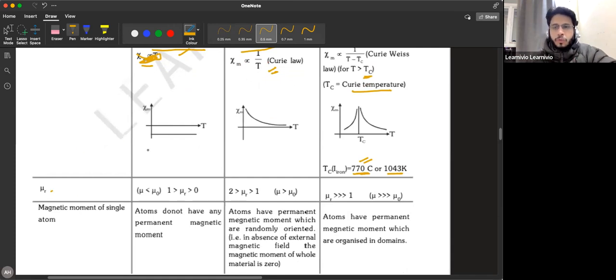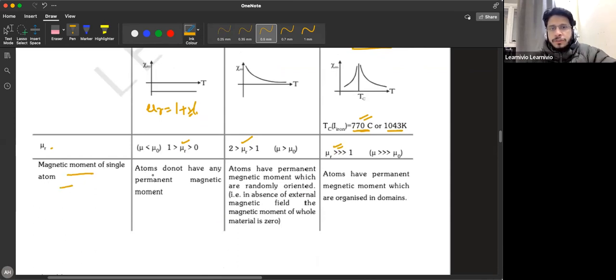See, we did write this expression that mu r is 1 plus chi. So if chi is small, that means mu r is small. Mu r is in between 0 and 1. Here mu r is in between 2 and 1, and it's very, very high. Like it's around 1000 for ferromagnetic.